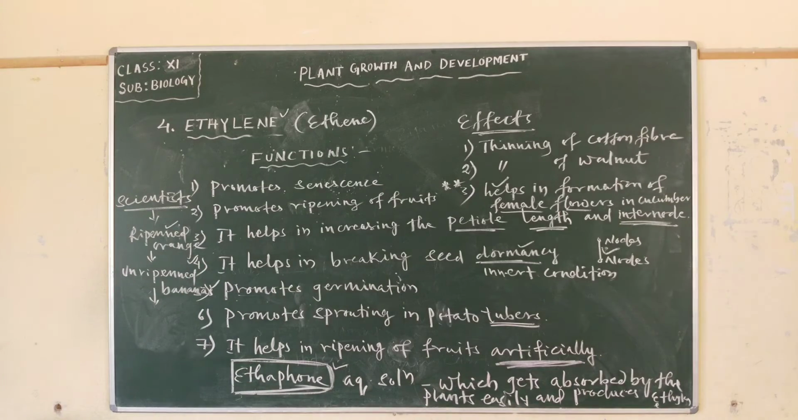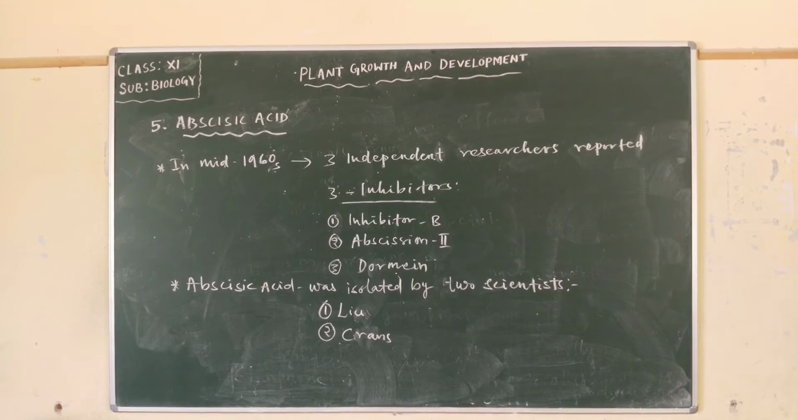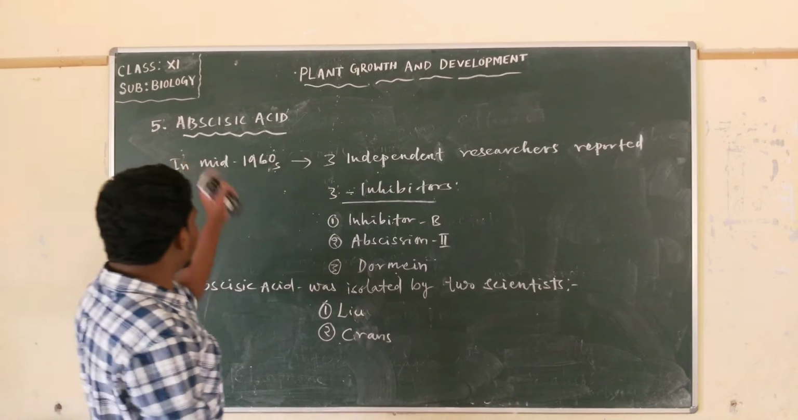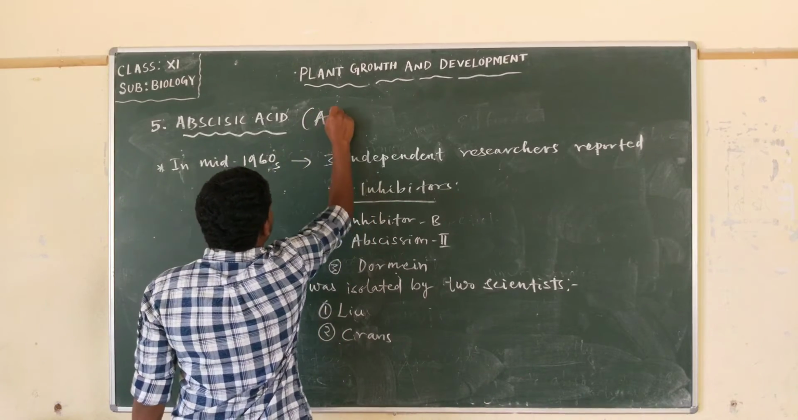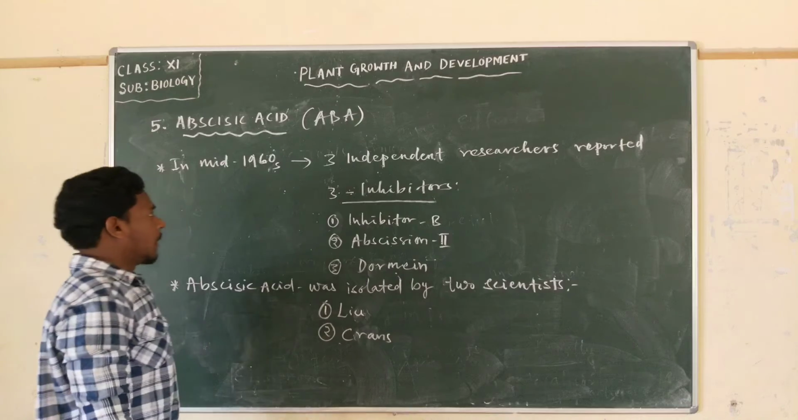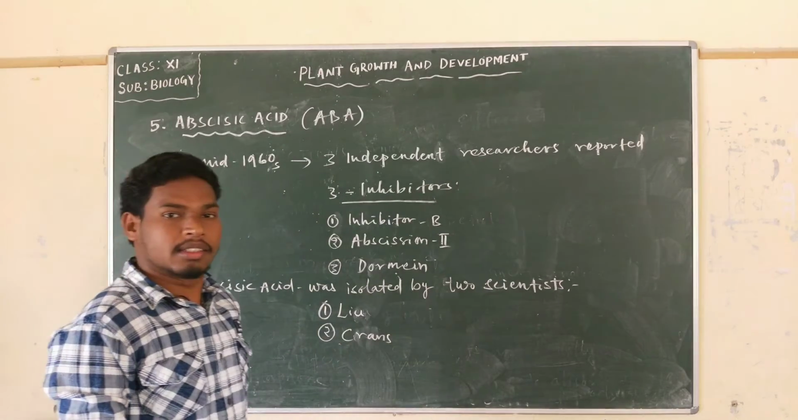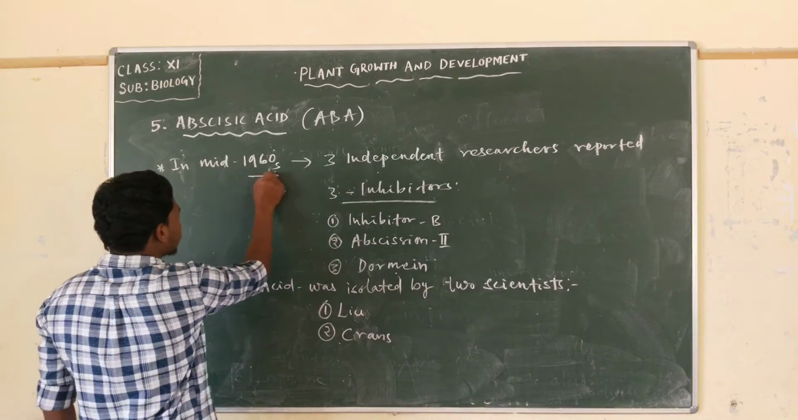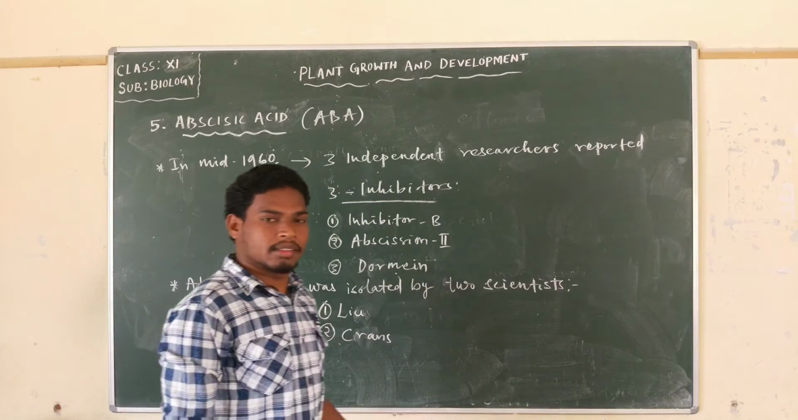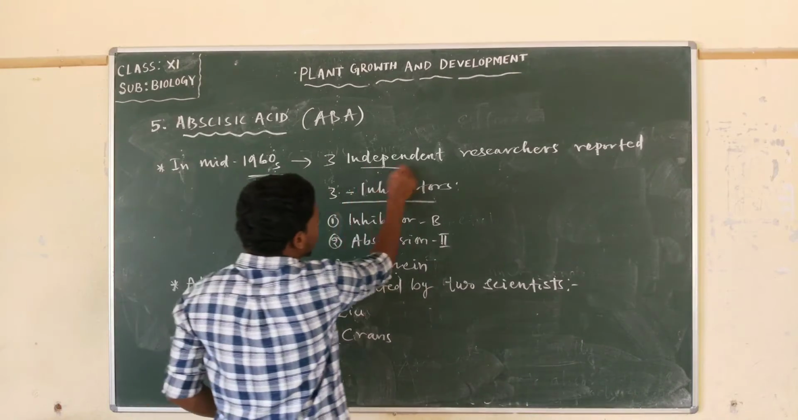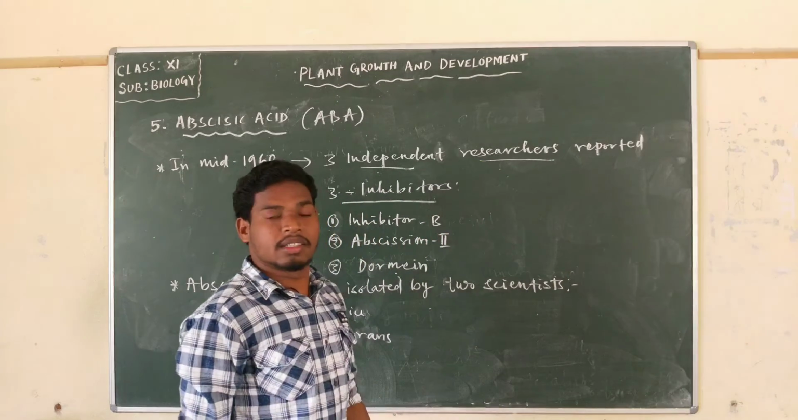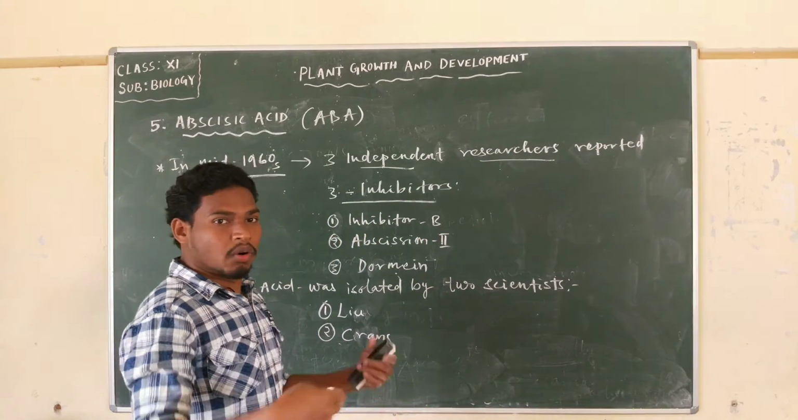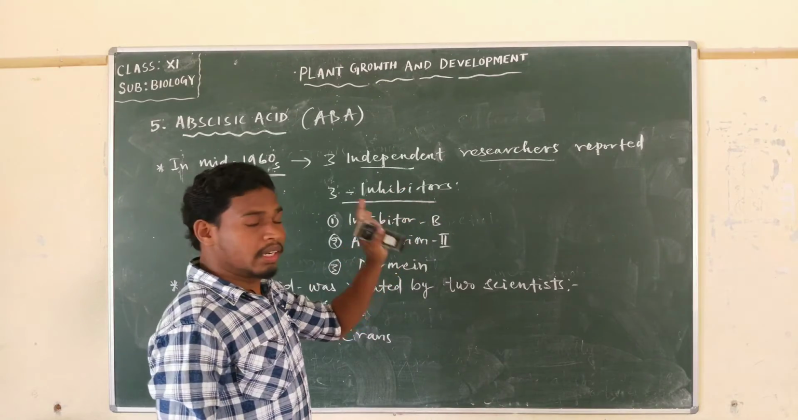So I hope you understood about the observation of ethylene too. Now we will proceed further to learn about the next phytohormone, that is abscisic acid. Abscisic acid is also known as ABA. In the mid 1960s, there were three independent researchers. They were trying to find out on their own, they didn't depend on any other.